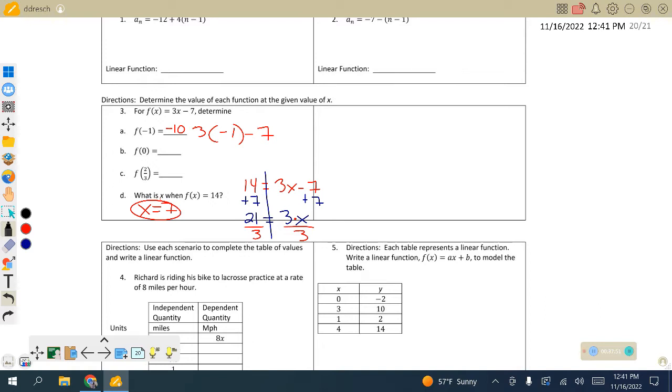A, B, and C should be quick and easy calculator parts. Letter D is a little bit more involved, okay? But it's just using your equation skills. All right, I'll give you a second on that. Number 5. Let's take a look at number 5 here.